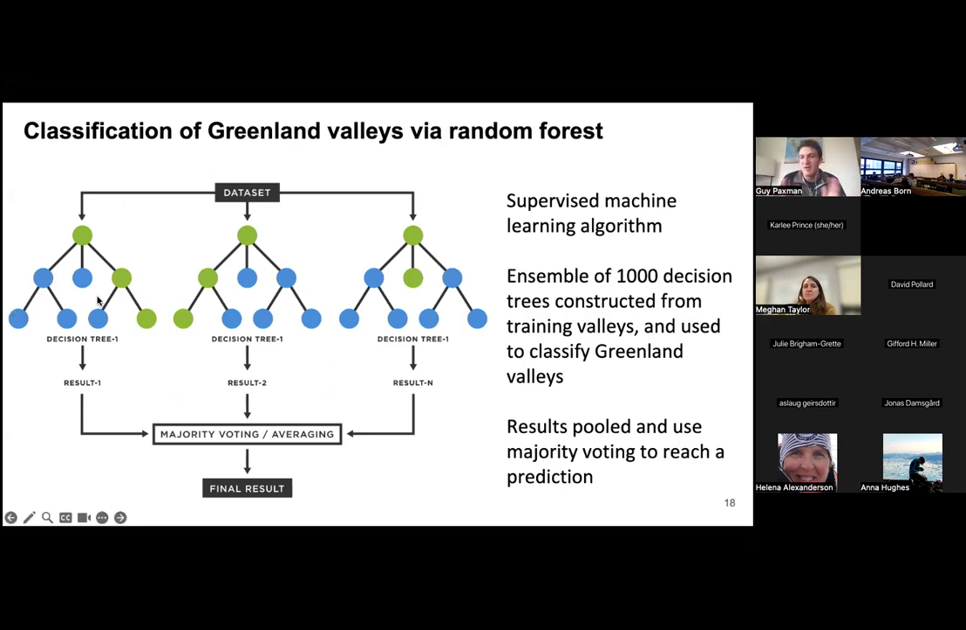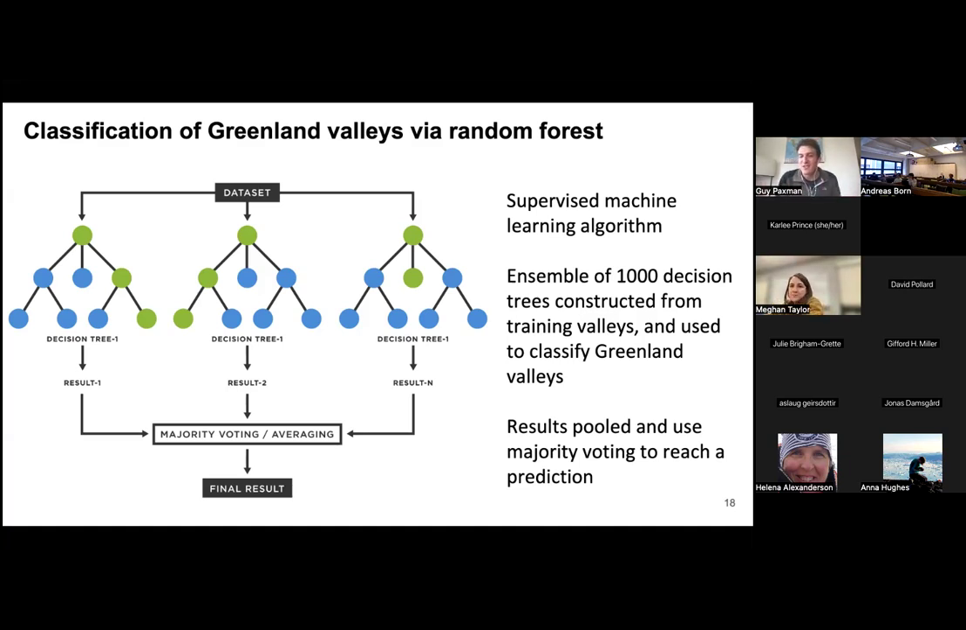The decision trees are simply binary trees which ask, for example, does the valley have a depth bigger than 1 kilometer? Yes, then it's more likely to be glacial. No, it's more likely to be fluvial, etc. And it's built up of a number of those branches in the tree. The random forest just generates a lot of trees, which are all subtly different from one another, to help get around the problem of overfitting the data if you only use one tree, for example.